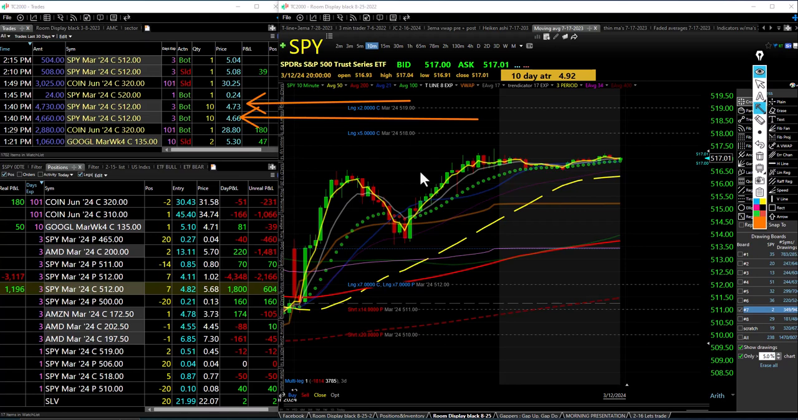So I will take some profit as price ascends into the prior highs, just in case it wants to double top on me. And that's my 10-minute uptrend trade right there.